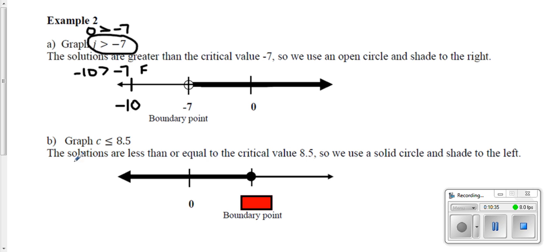The next one, graph C is less than or equal to 8.5. So again, it's solved. C is by itself on either side of the inequality. And we can see this number here represents the boundary point. So our boundary point this time is 8.5. They put a reference point to the left. It's getting smaller. So yes, 0 is to the left of 8.5.